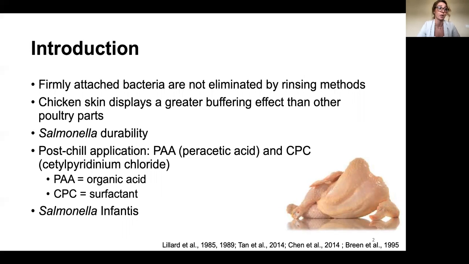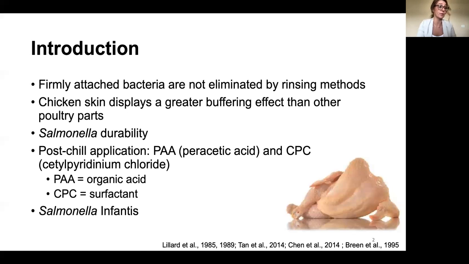leading agents. PAA is an organic acid and is considered an ultimate antimicrobial agent in the industry due to its high oxidizing ability, and has previously shown great success at reducing pathogen numbers on chicken skin. CPC, on the other hand, is a quaternary ammonium sanitizer or surfactant that showed ability to disrupt the bacterial respiratory cycle, as well as change the morphology of Salmonella and reduce its numbers on chicken skin.